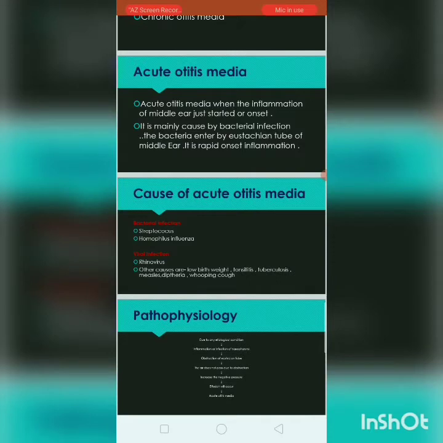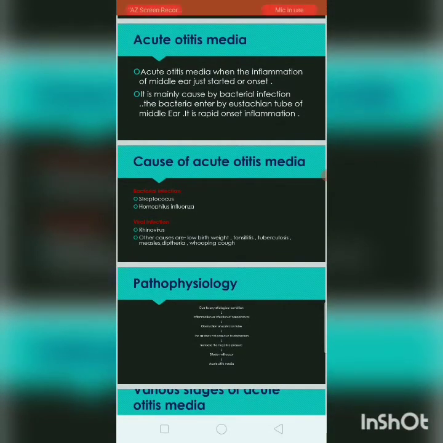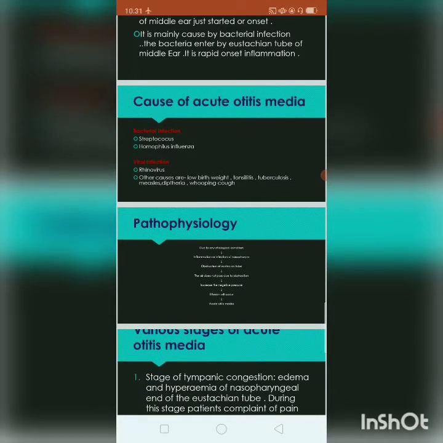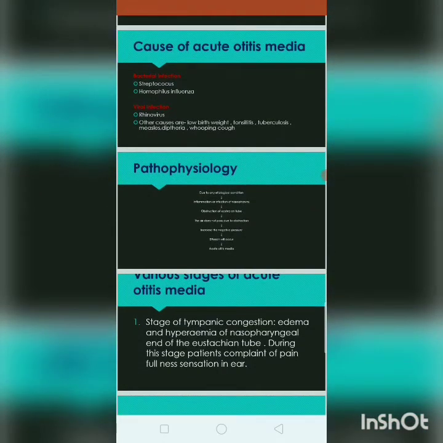Cause of this acute otitis media: it is an inflammation process. The main causes are bacterial and viral infection. Bacteria such as streptococcus, haemophilus influenza, and viruses such as rhinovirus, and any other disease condition like low birth weight, tonsillitis, tuberculosis, measles, diphtheria and whooping cough. So these are the causes of acute otitis media.